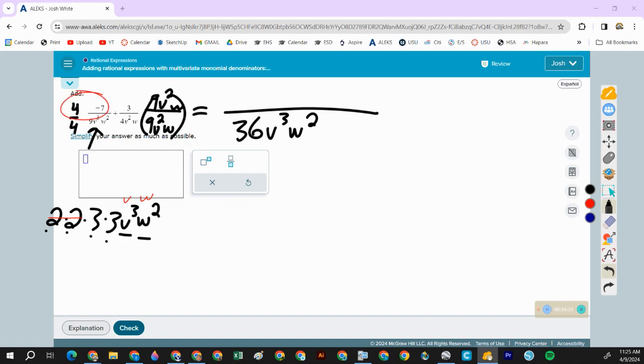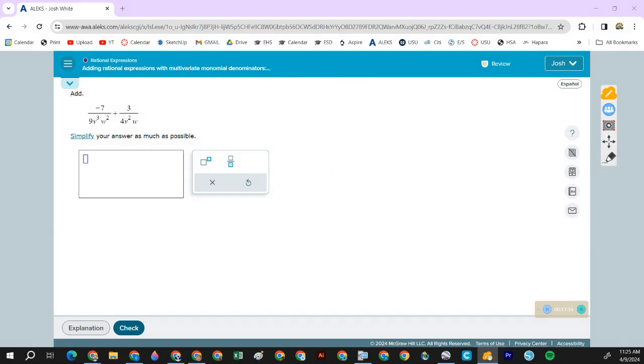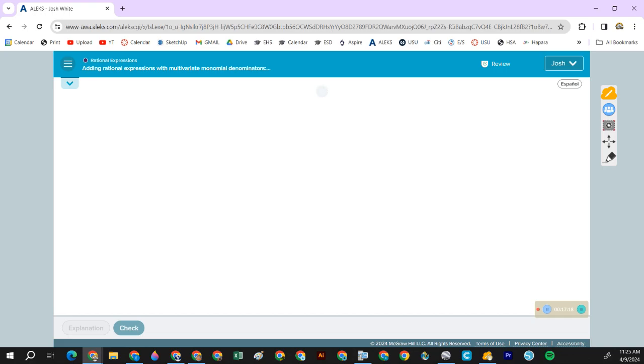And the top becomes negative 28 plus 27 v squared w. Okay. Now looking at the numerator, is there anything common between those two terms? No. So we can't simplify that any farther. One more.